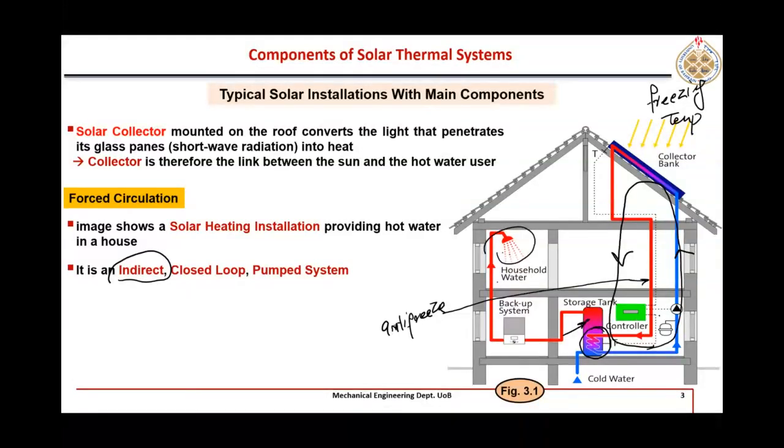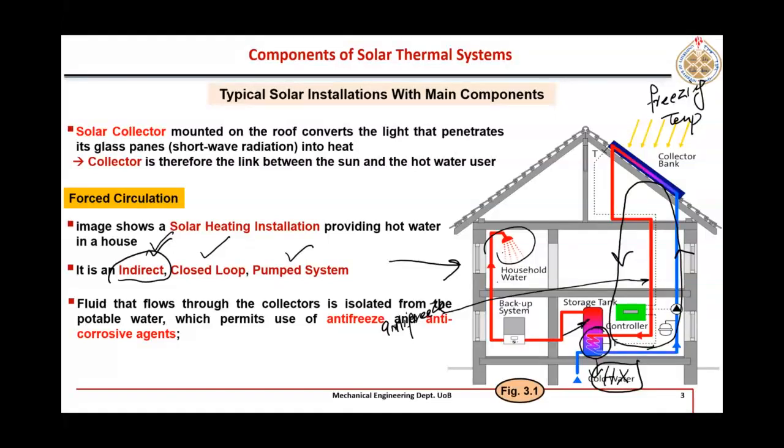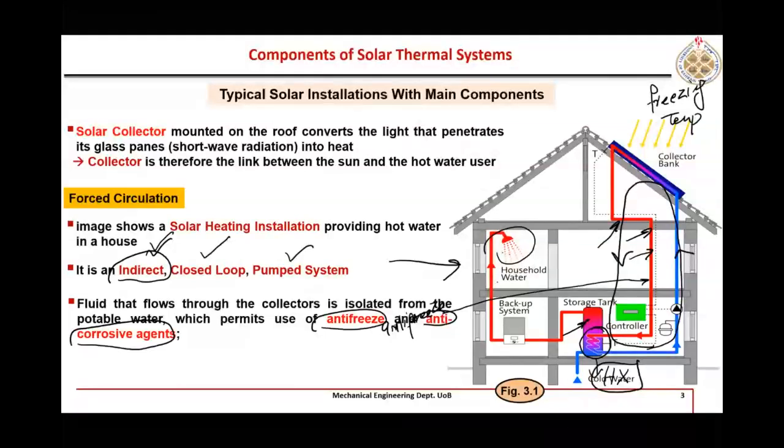So now the two fluids are kept separated from each other using that heat exchanger, right? That's why it is called indirect. So now every term is clear. This typical system which is shown is an indirect, closed loop and pumped system, right? The fluid is separated. I told you we may use antifreeze, and some anti-corrosive agents we may be using in this particular fluid, right? So that's why it has to be kept separated from the normal water which we are using here for domestic usage.